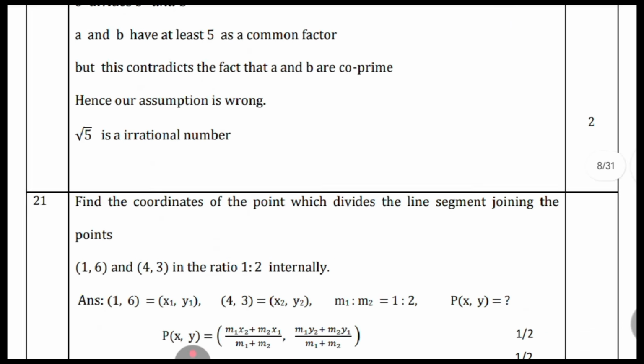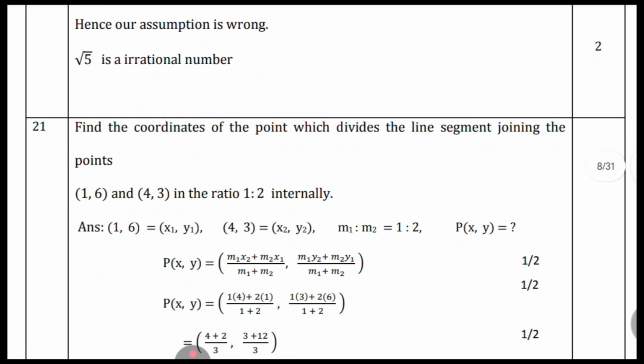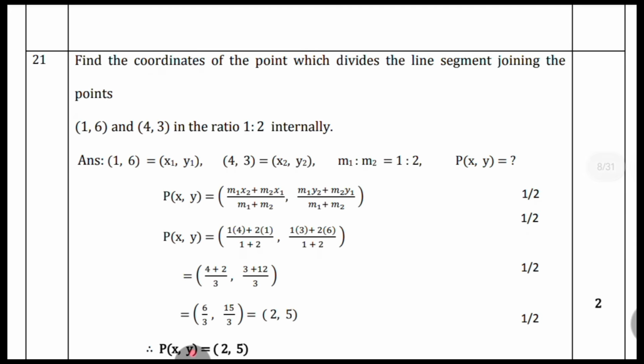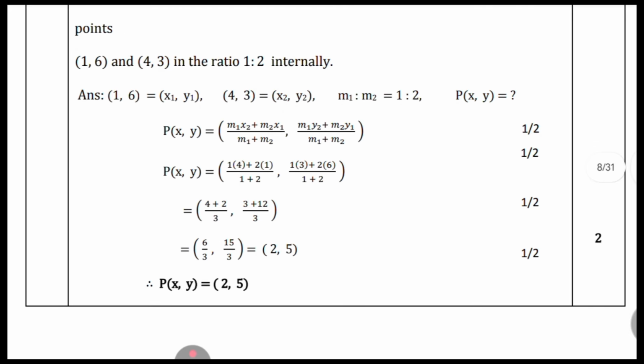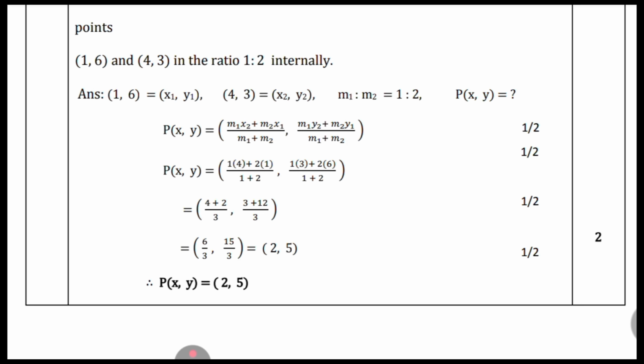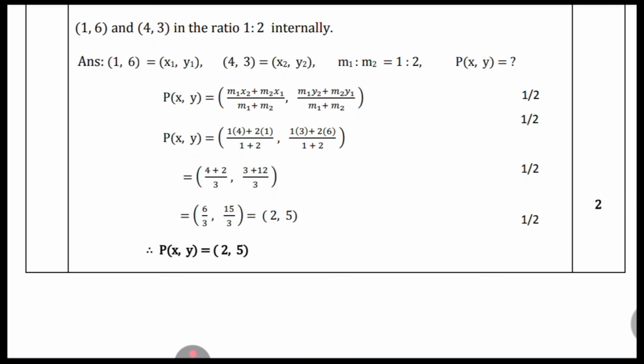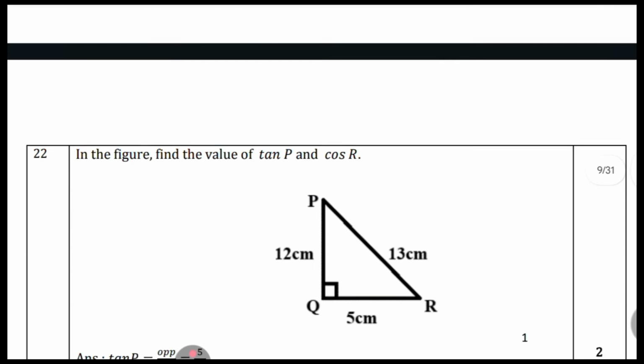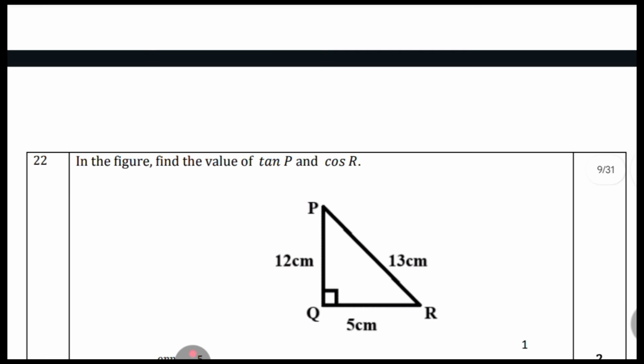So coming to the 21st question: find the coordinates of the point which divides the line segment joining the points (1,6) and (4,3) in the ratio 1:2 internally. Just carefully observe internally and externally, so the formula will change. And here is the marks distribution. You can see here at the left side, half.